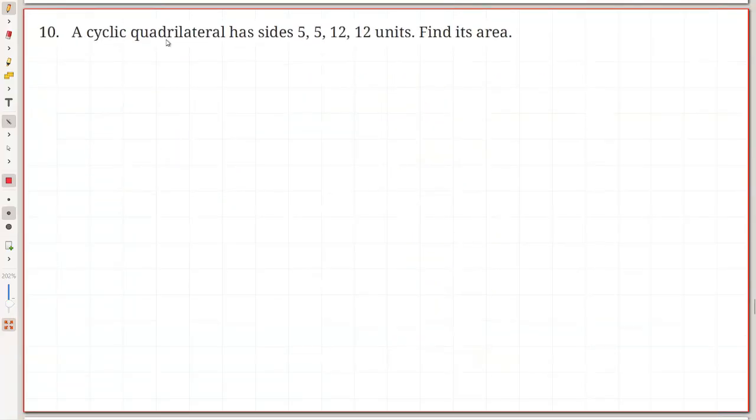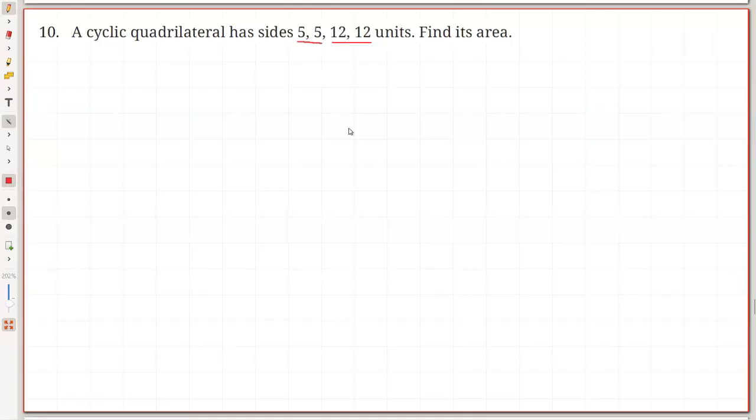Question number 10. A cyclic quadrilateral has sides 5, 5, 12, 12 units. Find its area. Adjacent sides are equal is given: 5, 5, 12, 12. A quadrilateral with adjacent sides equal, we can say that is a kite.